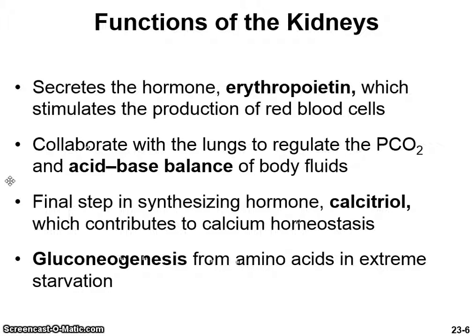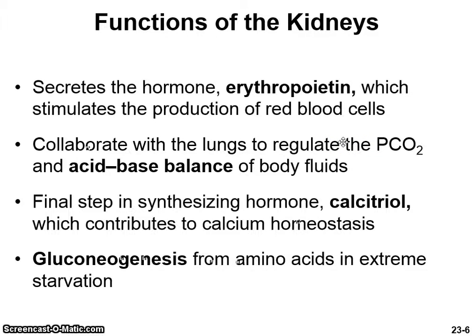Final step in synthesizing the hormone calcitriol. This is for calcium homeostasis. Vitamin D becomes calcitriol in its active form, so that it can absorb and make use of the calcium. For acid-base balance, it either secretes or holds on to the hydrogen ions, and it also holds on to the sodium bicarbonate or releases it, depending on whether the body is more acidic or alkaline.